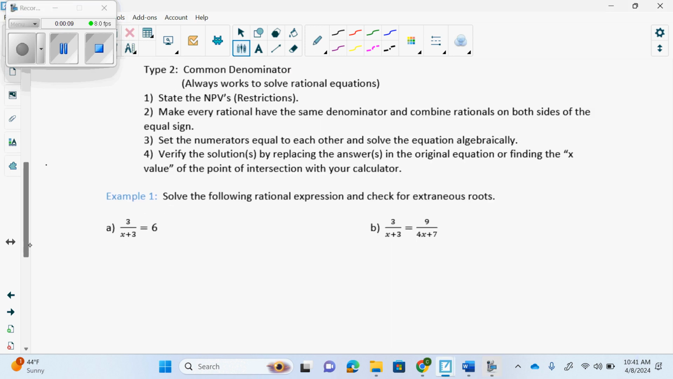So, we're going to solve the following. Our goal in order to solve, guys, is first off, we have to have an equal sign. That's how we know we're solving. Okay? And it says 3 over x plus 3 equals 6. 6 is over what? 1. Perfect.